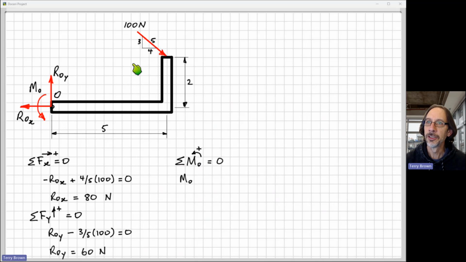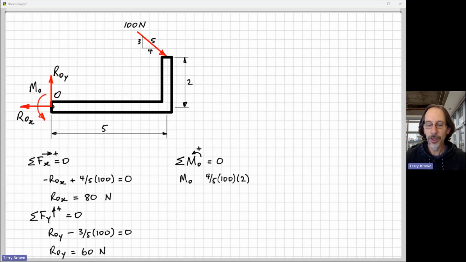So we now need to look at this force here. We could try and work out the perpendicular distance from O to the line of action of this force, but since we've already worked out these horizontal and vertical components, and we've already got these distances, we can just go straight to Varignon's theorem, or the principle of moments. So 4/5 times 100 is the horizontal component here, times perpendicular distance of 2. Remember that the line of action will be horizontal along here, and the perpendicular distance to that line is 2.